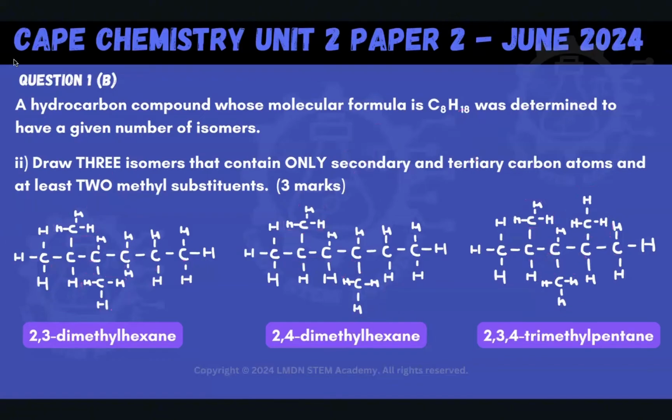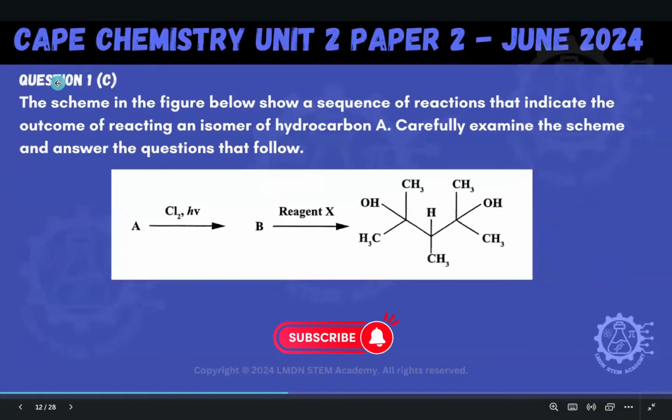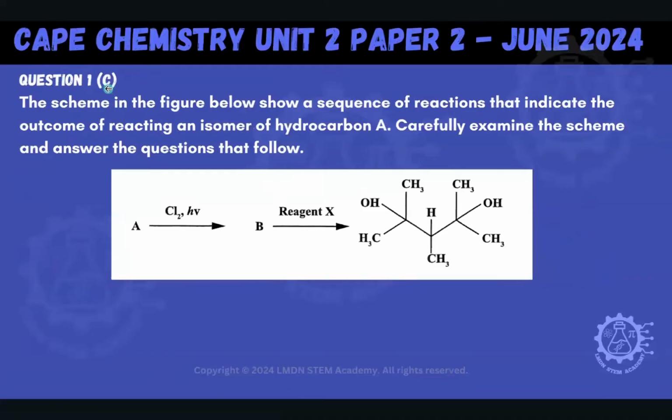So let's clear this. All right. All right, so now we're at part C, 1C. It says that the scheme in the figure below shows a sequence of reactions that indicate the outcome of reacting an isomer of hydrocarbon A. Carefully examine the scheme and answer the questions that follow. Okay, so here's our scheme.